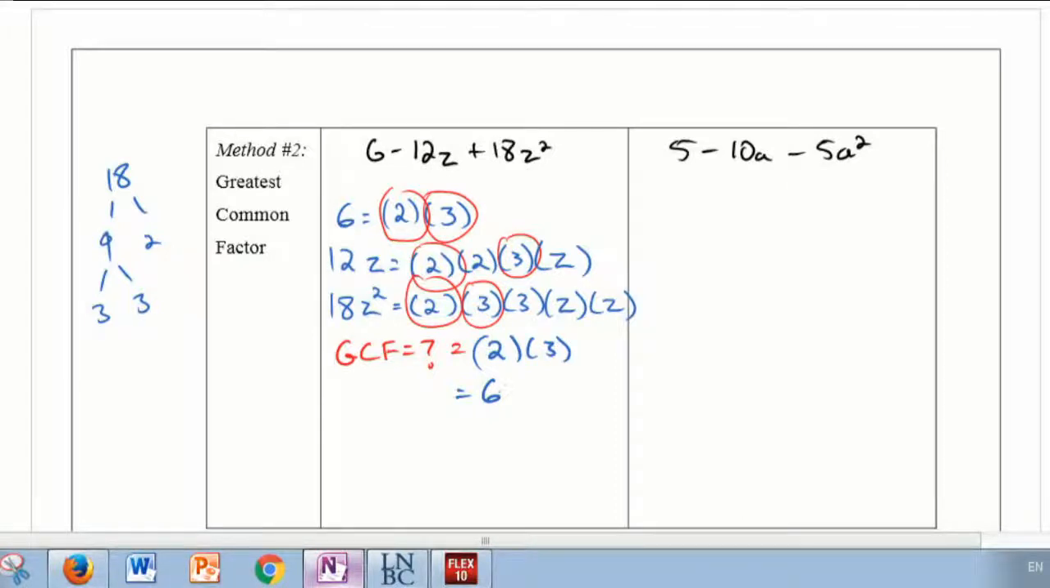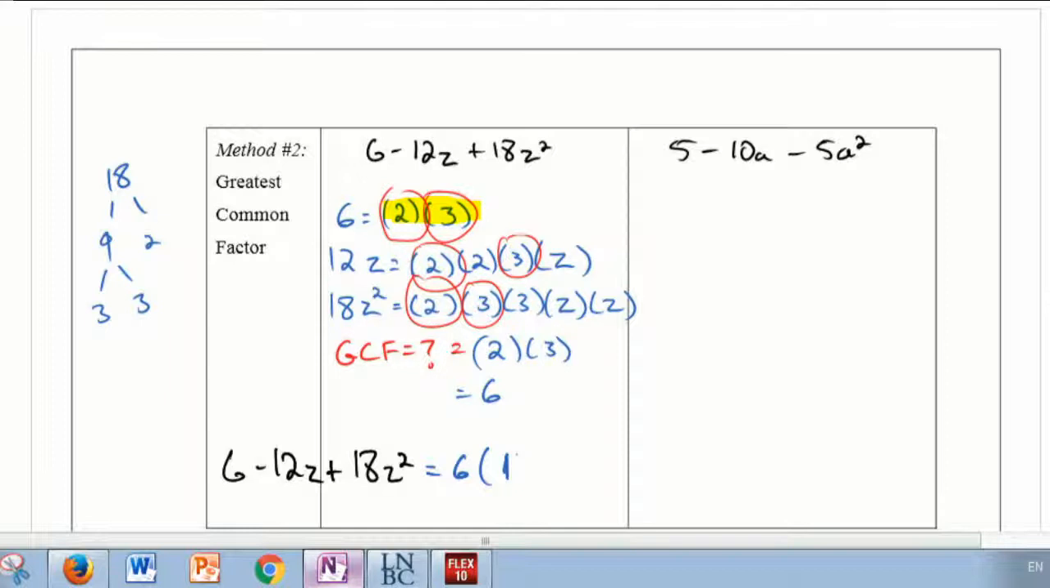So if I were to rewrite this, I don't know if I'm going to have enough room here. 6 minus 12z plus 18z squared, this was my original equation. I know my greatest common factor is 6. What was left in the first term after I pulled out a 6? If I had a 6 and I divided a 6 out, I'd be left with just 1.